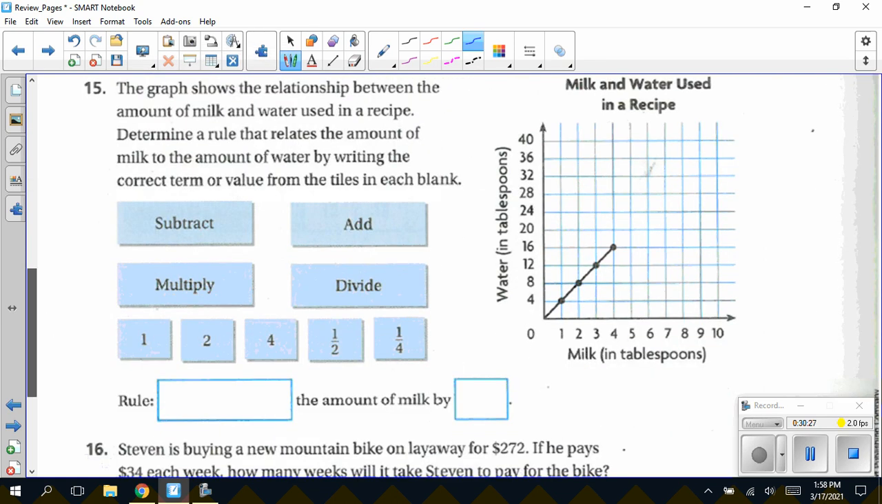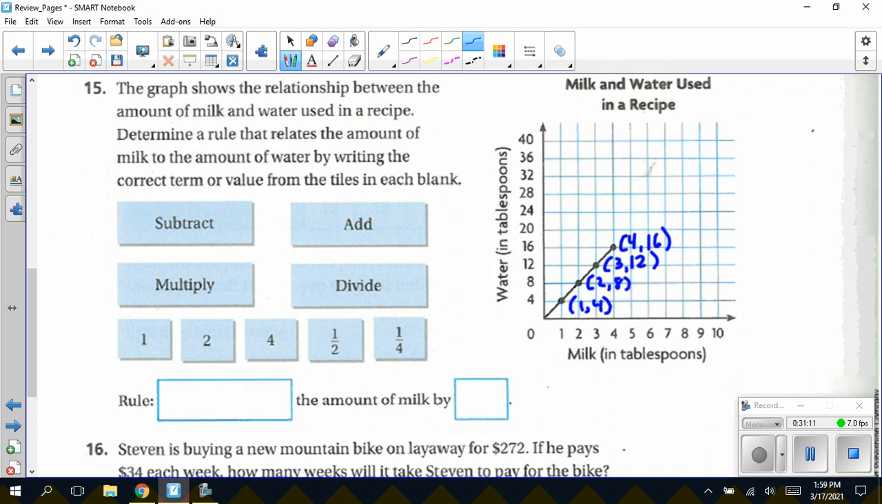Moving on to question number 15. It says the graph shows the relationship between the amount of milk and water used in a recipe. Determine a rule that relates the amount of milk to the amount of water by writing the correct term or value from the tiles in each blank. So when I look at this line graph, I see that I have 1, 4 for the first ordered pair. Then I have 2, 8. Next is 3, 12. And finally I have 4, 16.